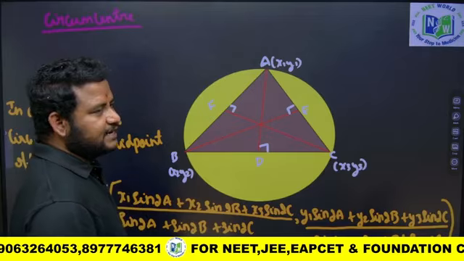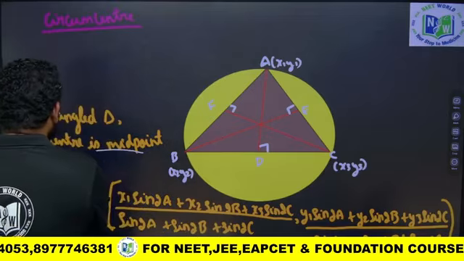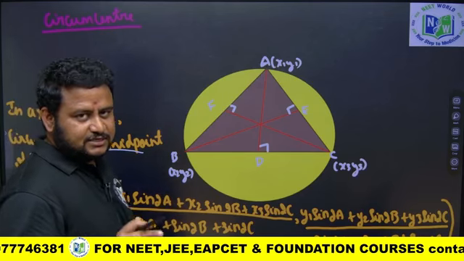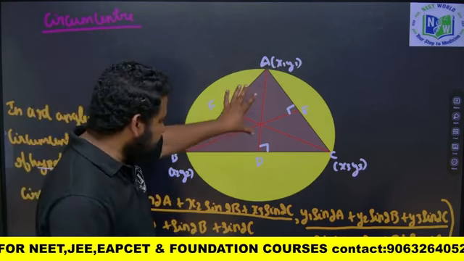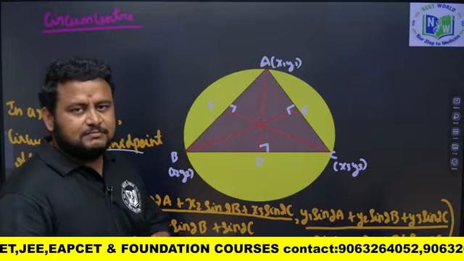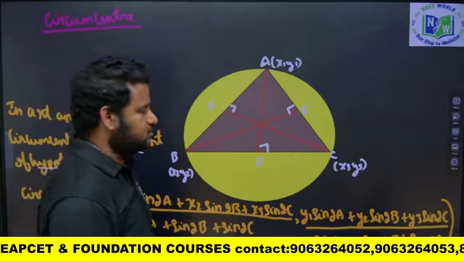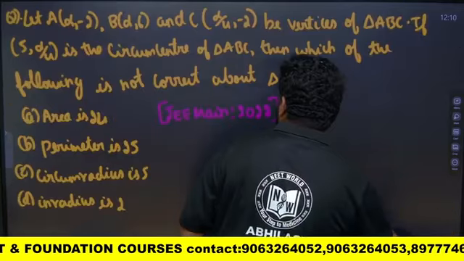In a right angle triangle, the circumcenter is at the midpoint of the hypotenuse. The circumcenter is always at the midpoint of the hypotenuse. Suppose this triangle turns out to be a right angle triangle, the circumcenter is always at the midpoint of the hypotenuse. Let us see what that means with some questions.